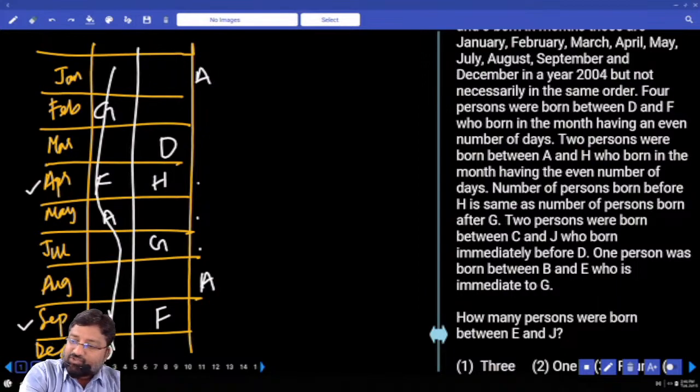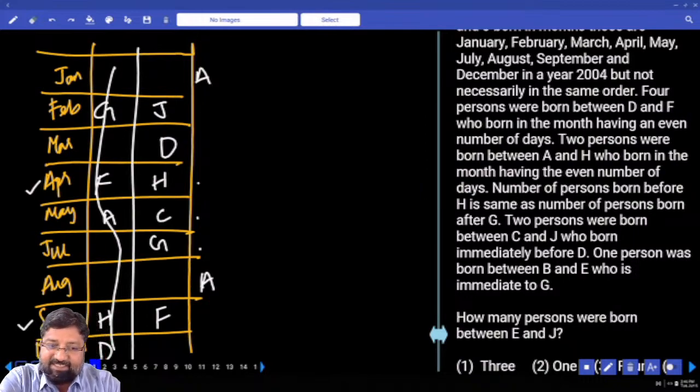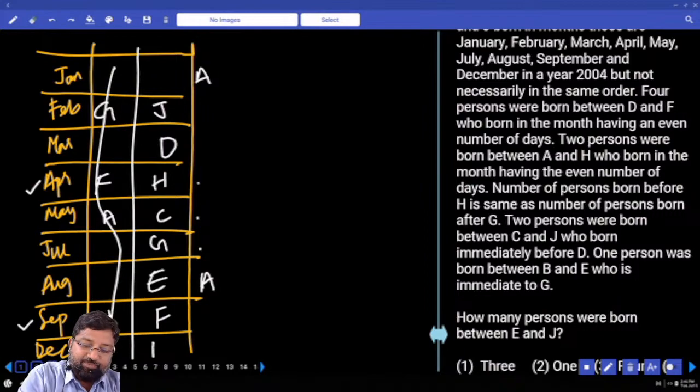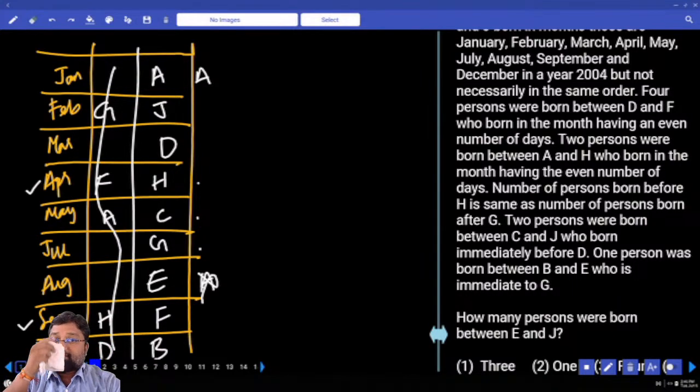No way. So he says 2 persons were born between C and J. J was born immediately before D. 2 persons between J and C. Next he says only 1 person was born between B and E. E is immediate to G, only one possibility, and there is 1 person between B and E. This cannot be the place for A, so this has to be the place for A. Is this clear?